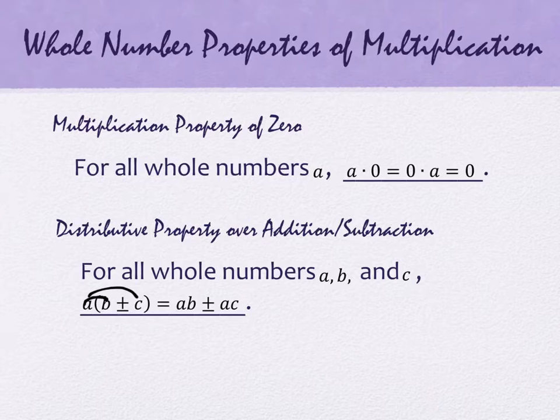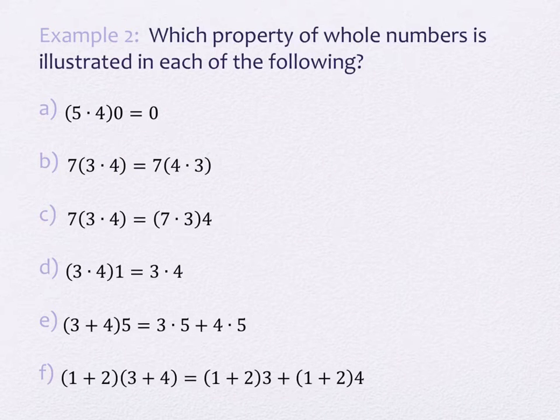So we're going to run through really quick an example where we just identify what property is being used. Some of them are direct and easy and straightforward, and others of them take a little bit more looking carefully. So take a look at A. What property do you see used there? It could be the identity property, except the identity is not 0. Yeah, so it's the multiplication property of 0.